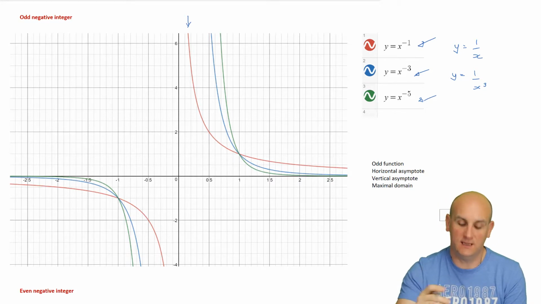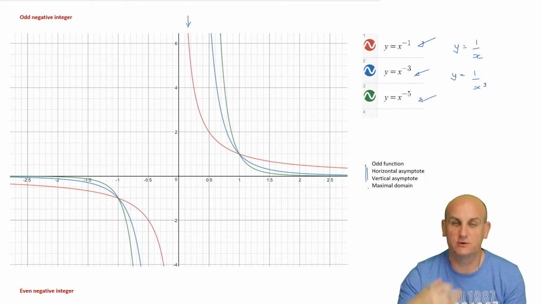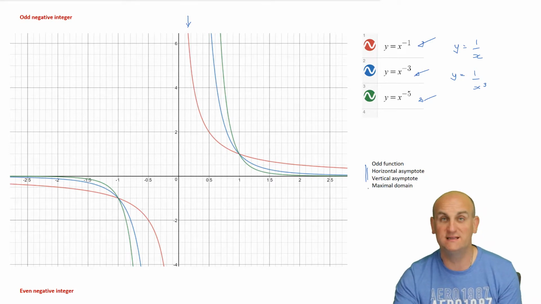Now, if we look at this section here, we know that there's sort of 4 key pieces of information. One is an odd function.